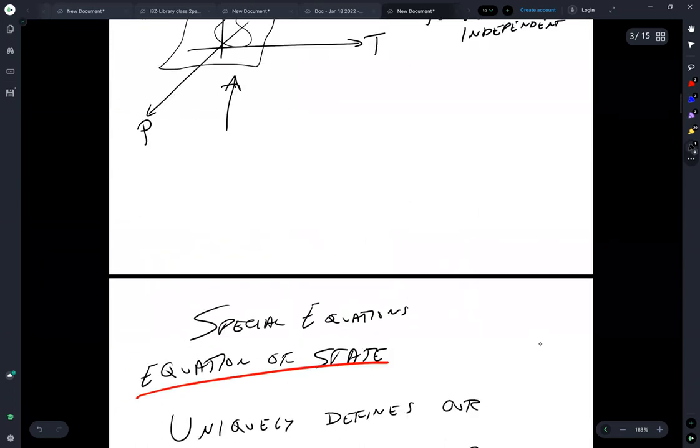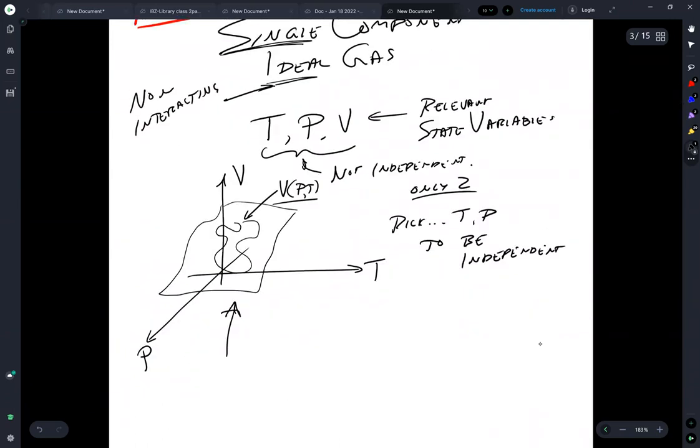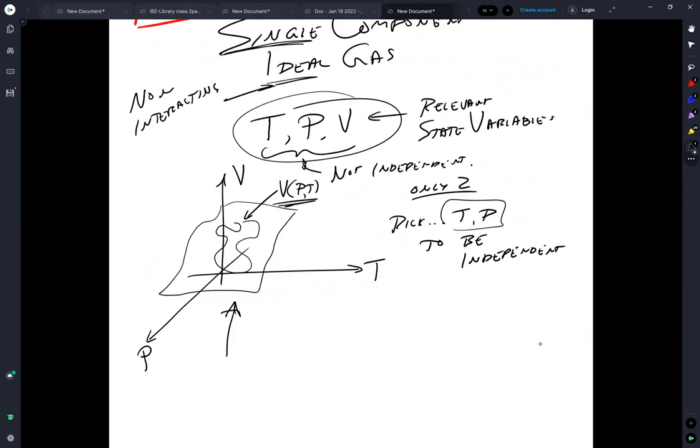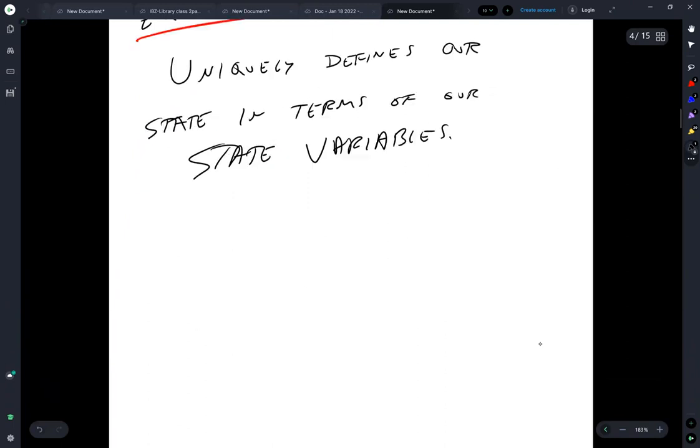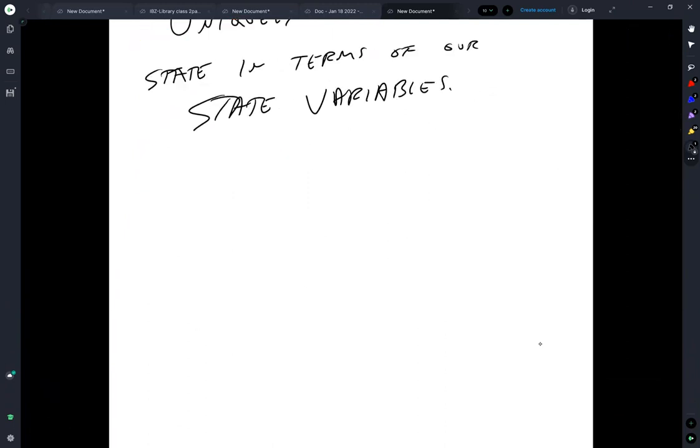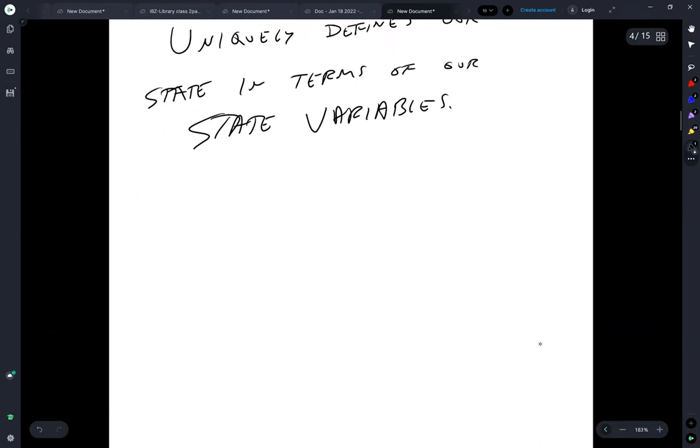Now, up here, I said, okay, here are state variables. And then I said, oh, well, I'll define temperature and pressure to be independent, which means I can write V as a function of temperature and pressure. Something that I think is important to point out is that this is certainly true, that we could say V as a function of pressure and temperature is an equation of state, but what's more important is that we can move back and forth between these.